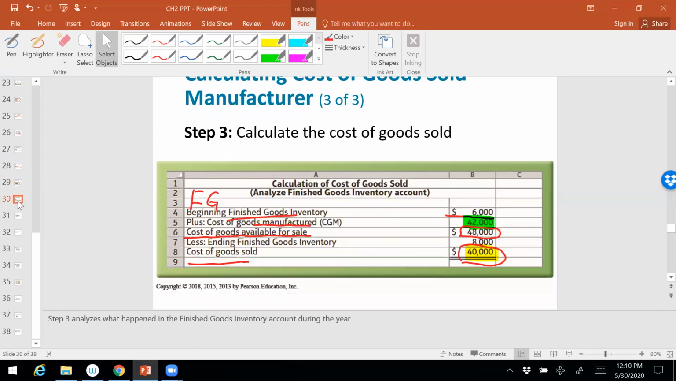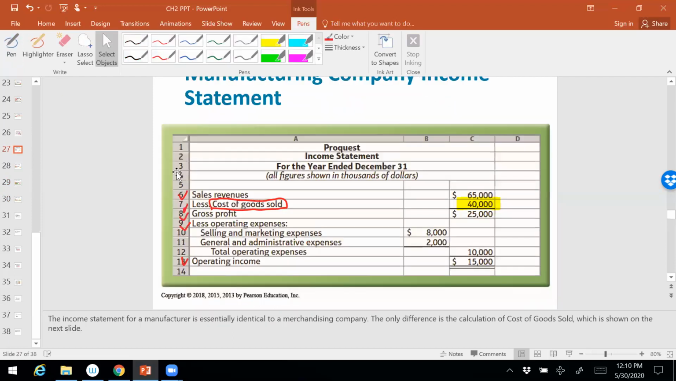And finally, we focus on finished goods. And then we do our step 3. We get the cost of goods sold. Beginning plus manufactured, available for sale, minus ending gives you cost of goods sold. You got this one, and then finally, you can do your income statement. Step 4 is you do your income statement.